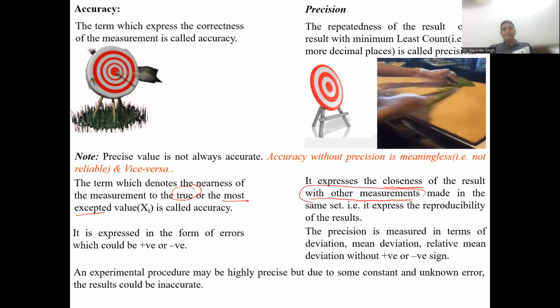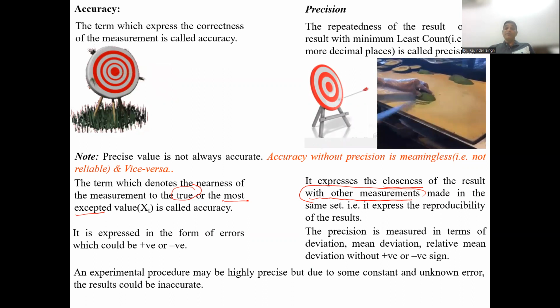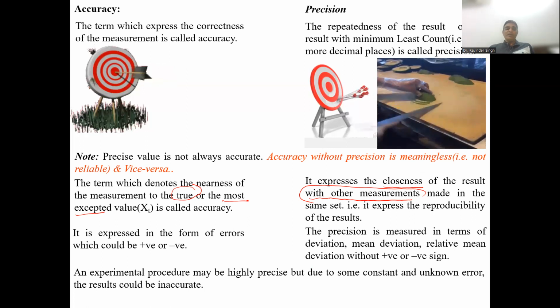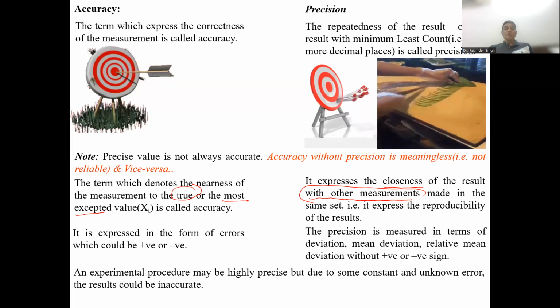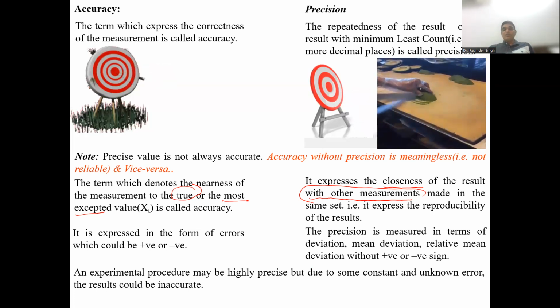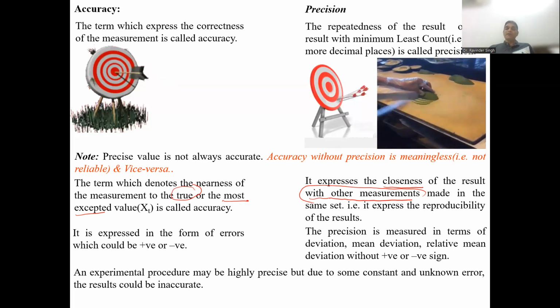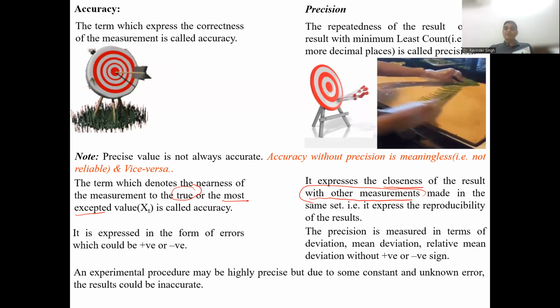Means any experimental procedure may be highly precise, but due to some constant or unknown errors, the result could be inaccurate. As I told you, we try our best from our side to give the accurate result along with the precise result, but sometimes we get a precise result that is not accurate.